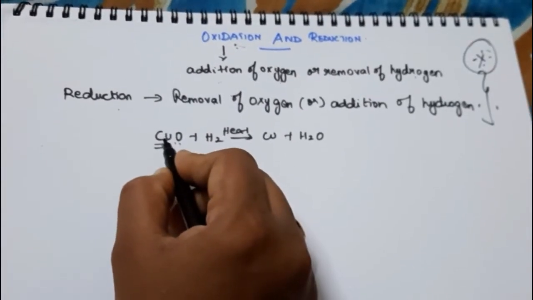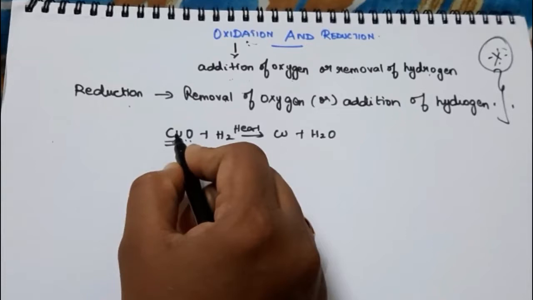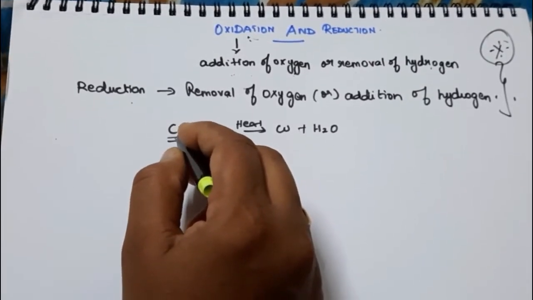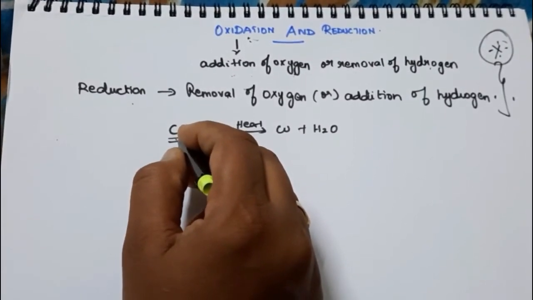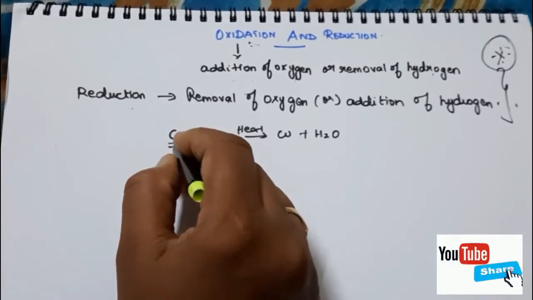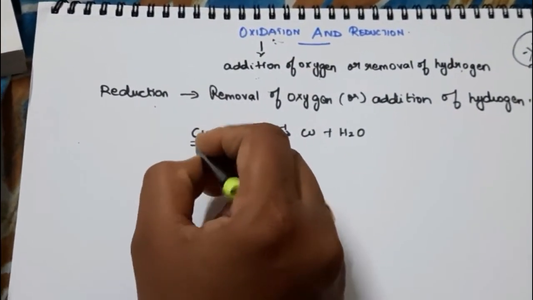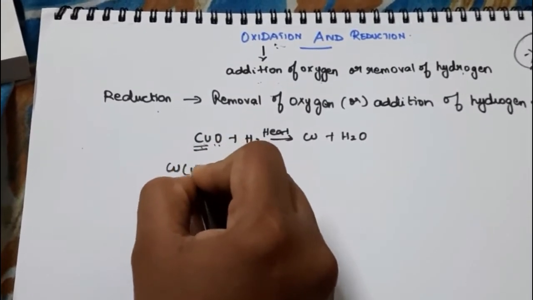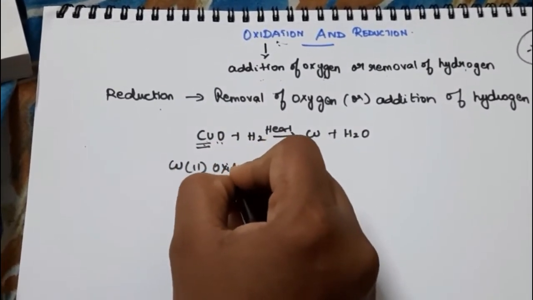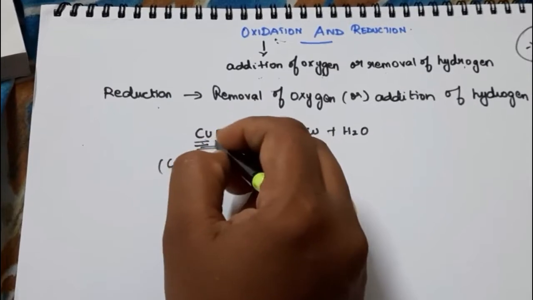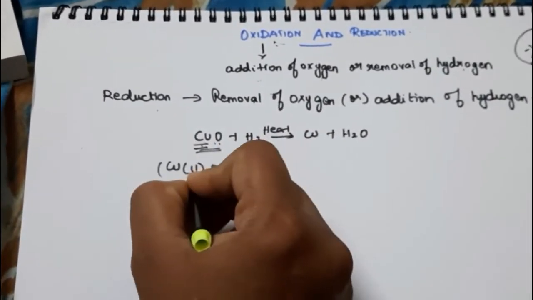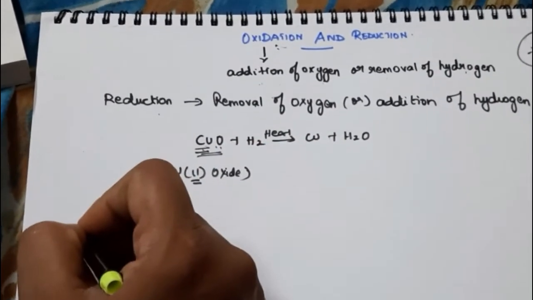I will take another class to explain the oxidation state, and how to identify it, in brief. In simple terms, I will show you how we say copper(II) oxide. The name of this compound is copper(II) oxide. This 2 is the oxidation state.